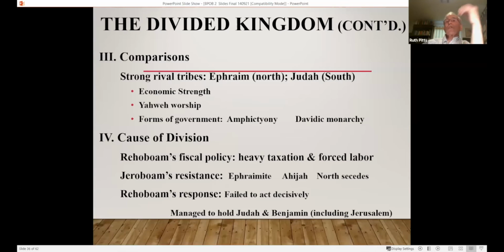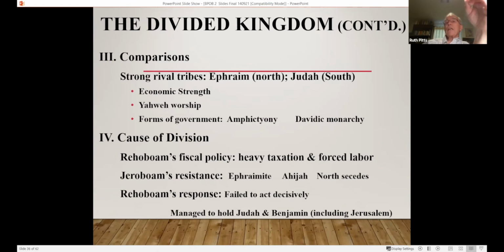Now, comparisons. We have strong rival tribes, Ephraim or Israel in the north and Judah in the south. Economically, the north is strongest. It has more resources. It has 10 tribes. It has lots of space. But the south has the edge in terms of Yahweh worship. It's going to be a lot more committed to the worship of Yahweh. The forms of government in the north, they prefer this loose sort of Amphictyony idea, whereas in the south, you're going to have the Davidic monarchy holding things together.